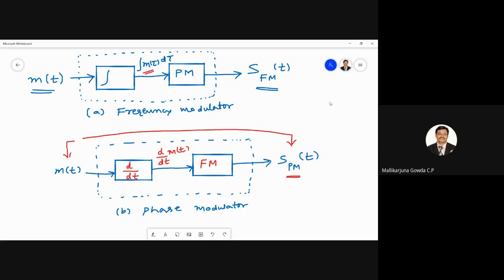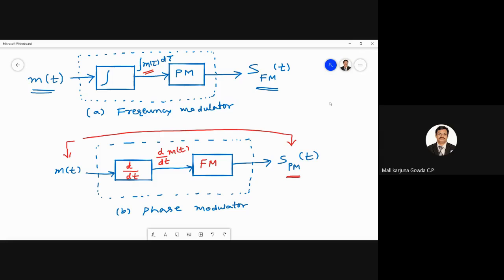Can anyone repeat just once? To get an FM wave, first we integrate the message signal. Then we give that as the message signal to the PM modulator. We get FM. And in the second case, the message signal is differentiated, and that is given as the message signal to the FM modulator to get the phase modulated signal.